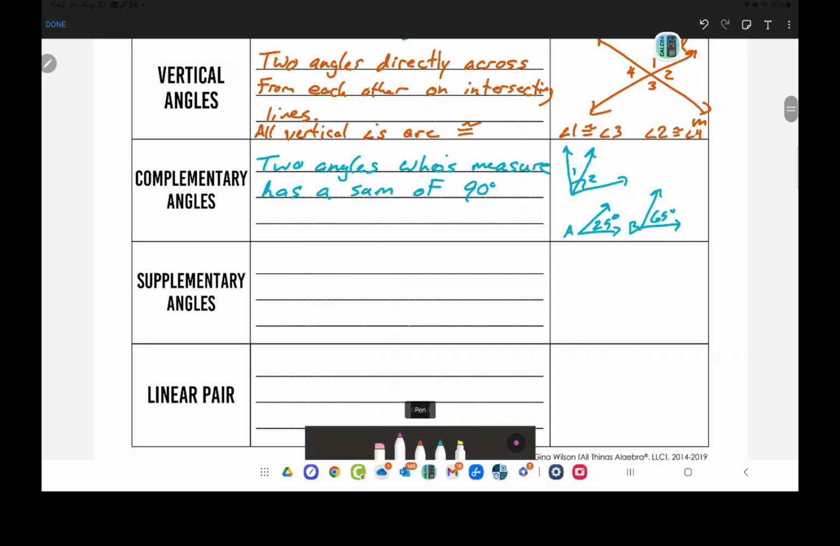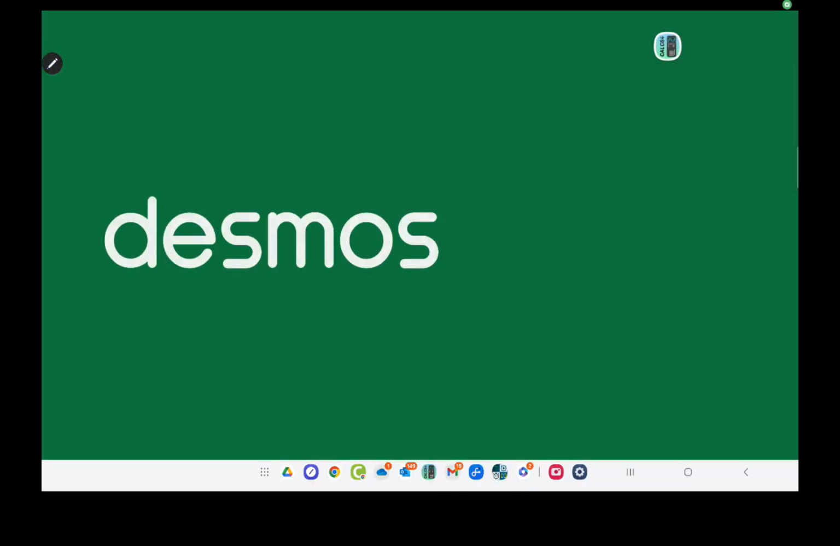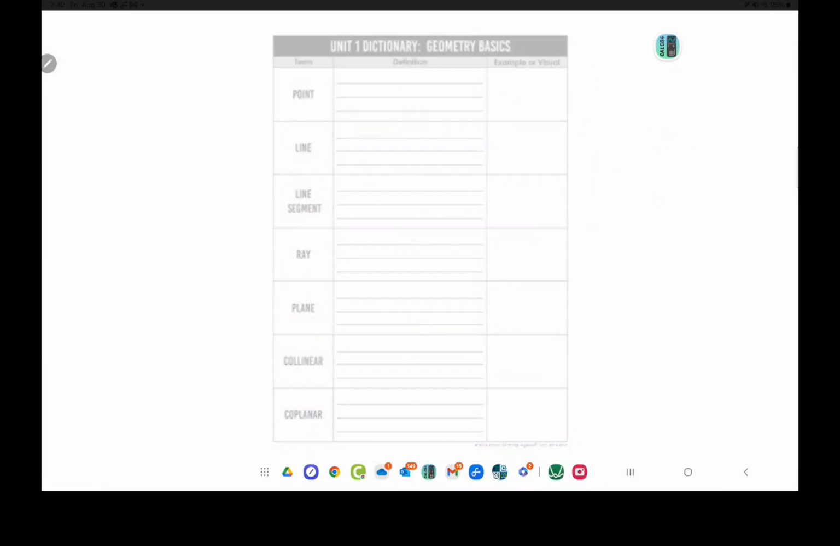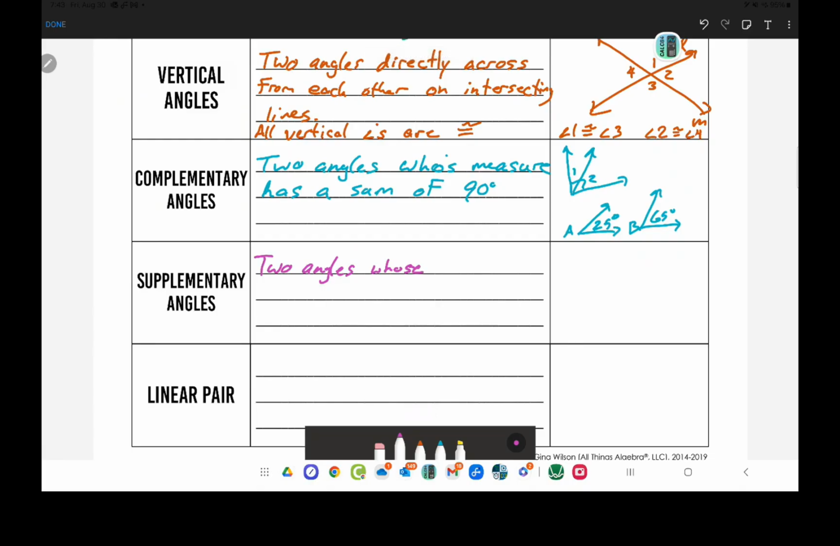Supplementary angles are very similar to complementary angles. It's just two angles whose sum, or whose measure, has a sum of 180 degrees.